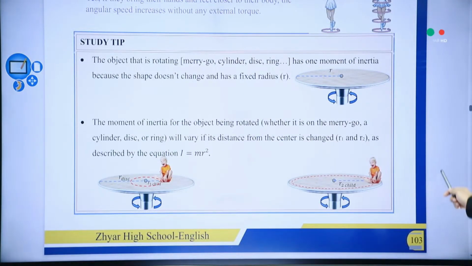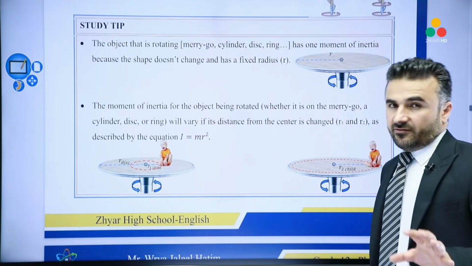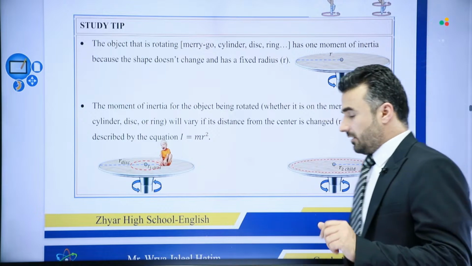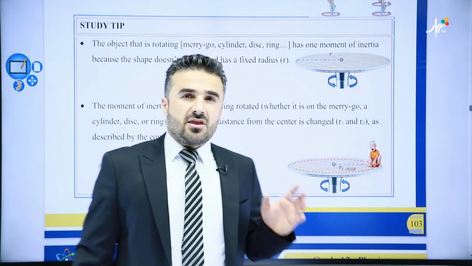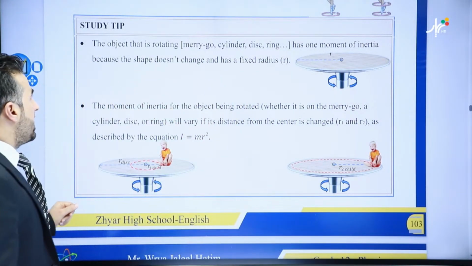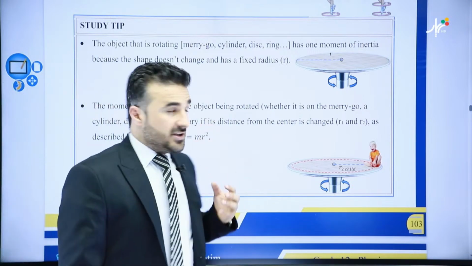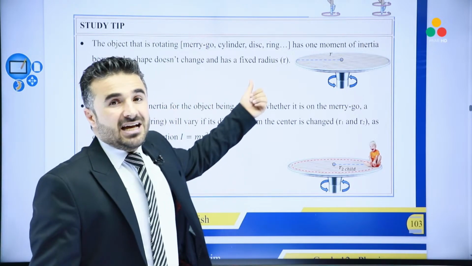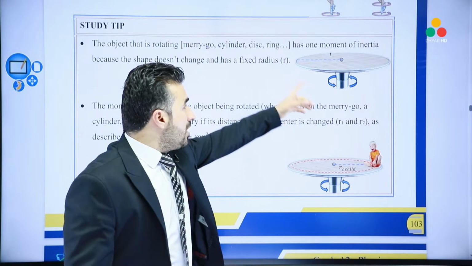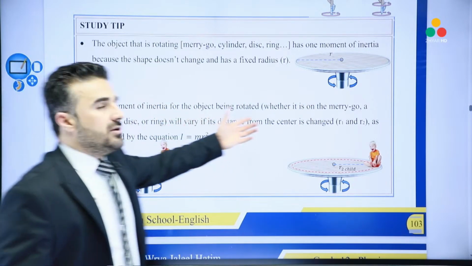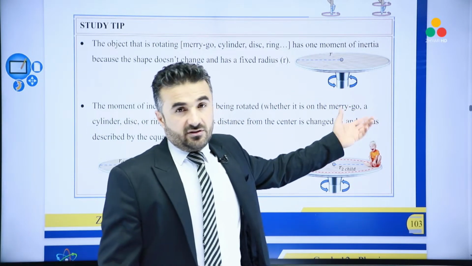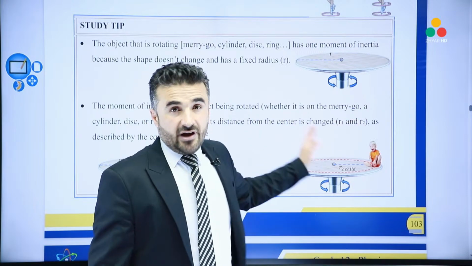All right, now we have two study tips, and these are very important. I want you to pay close attention here. It says objects that are rotating, whether it is a merry-go-round, a cylinder, a disc, or a ring, have one moment of inertia. When do we use this? We use this one for the law of conservation of momentum, because we have initial and final, yeah?